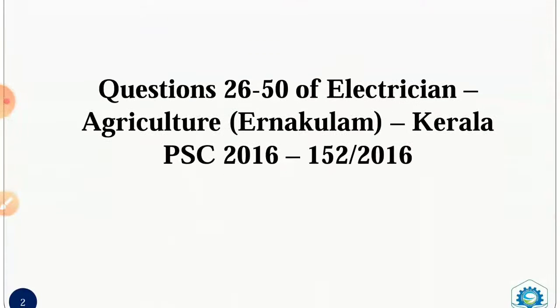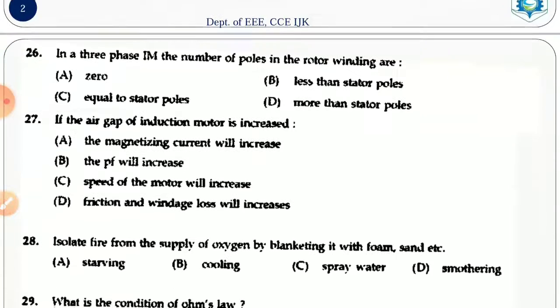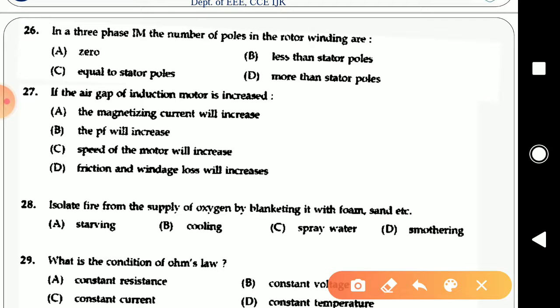In this video, we'll be discussing questions 26 to 50 of the Electrician of Agricultural Post, Kerala PSC 2016. First we can discuss question number 26. In a three-phase induction motor, the number of poles in the rotor winding are. In a three-phase induction machine, the rotor poles will be equal to the stator poles, and option C is the correct answer. Next question, if the air gap of an induction motor is increased, what will happen?